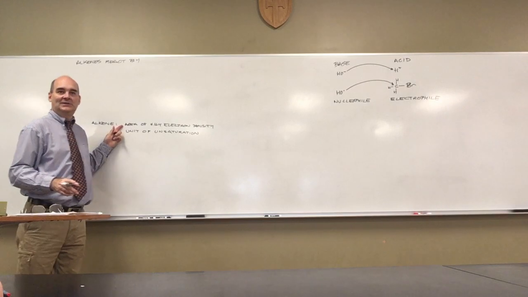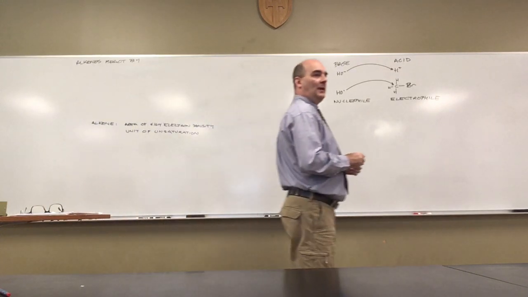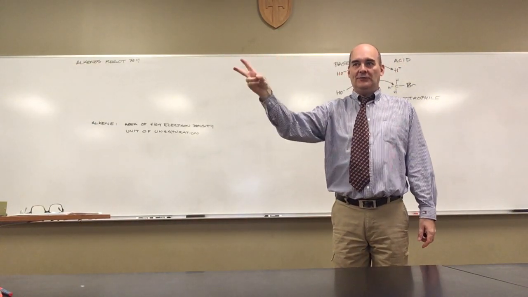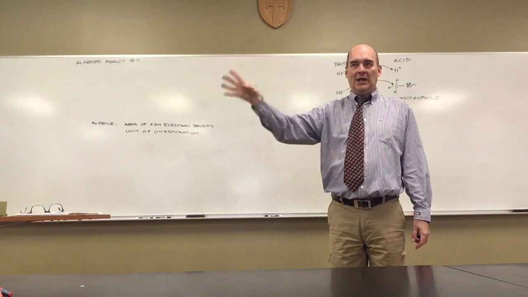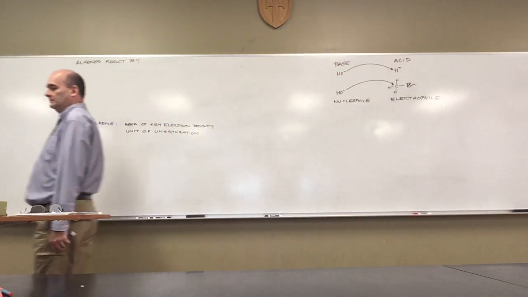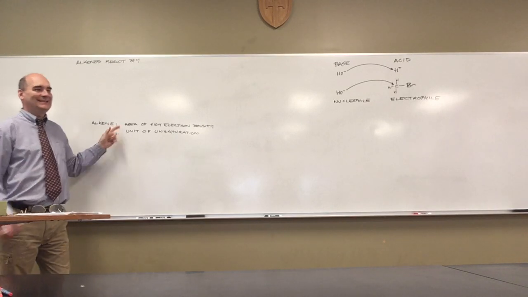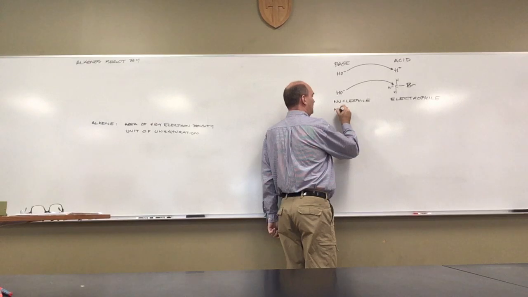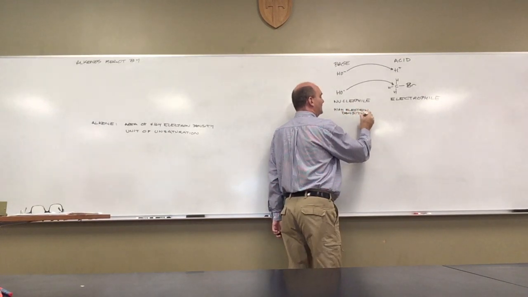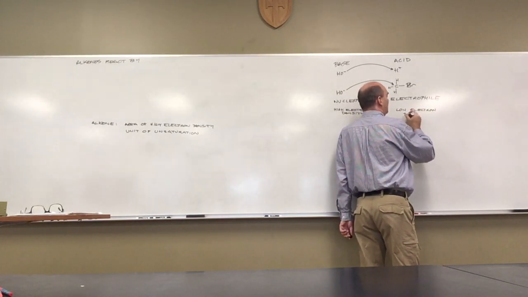I have an area of high electron density, and I have a unit of unsaturation. My 5 available reactions are nucleophilic substitution, nucleophilic addition, electrophilic substitution, electrophilic addition, and elimination. 5. The fact that I have an area of high electron density is on the left-hand side, low electron density on the right-hand side.